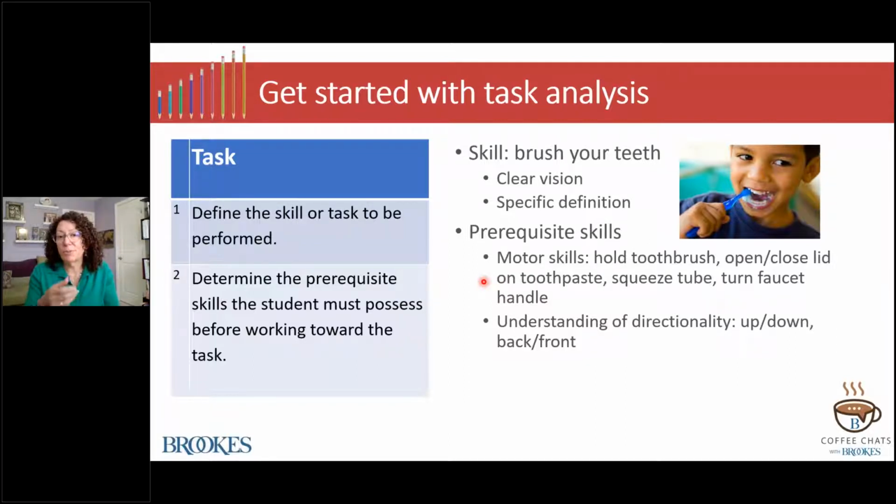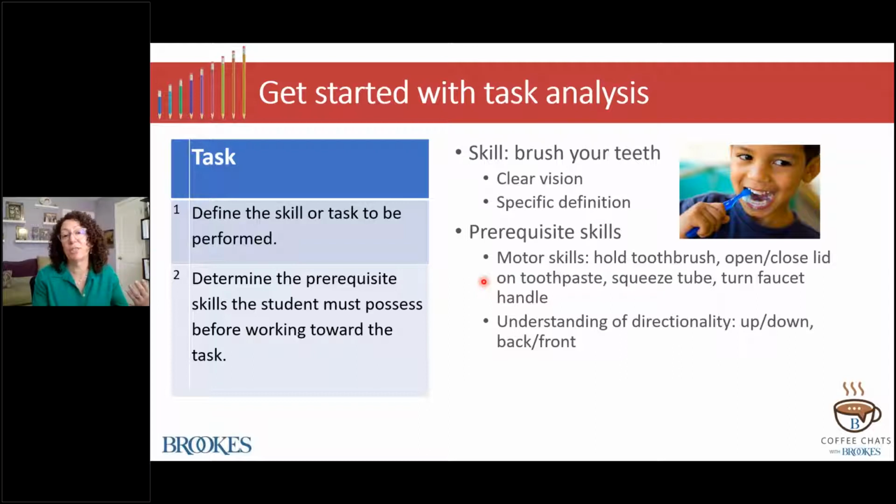An interesting one is being able to provide the right amount of pressure on the tube to squeeze it. Also turning on the faucet would be something that the child would need. So those are just some of the motor skills. And if your student that you want to teach how to brush their teeth is missing any of those motor skills, probably what you need to do is back up and work on those skills and then come forward to the next one, the toothbrushing.